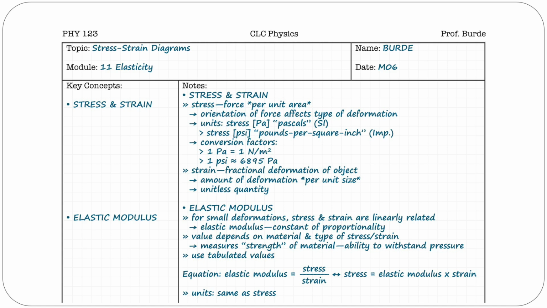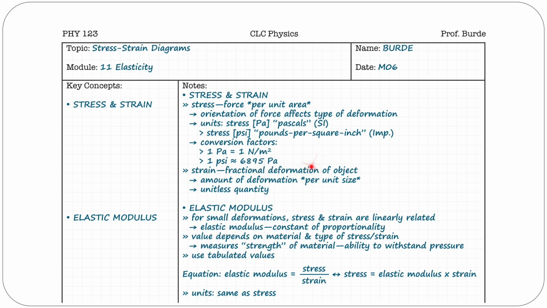When you apply a stress to a material, when you apply this pressure, it results in a strain. A strain is a deformation of the material in response to the applied pressure. Strain in particular is a fractional deformation of the object. It's how much deformation you have per unit size. So that could be a change in length per original length or a change in volume per original volume. And a fractional value is always a unitless quantity because you're looking at the change in the value divided by the original value.